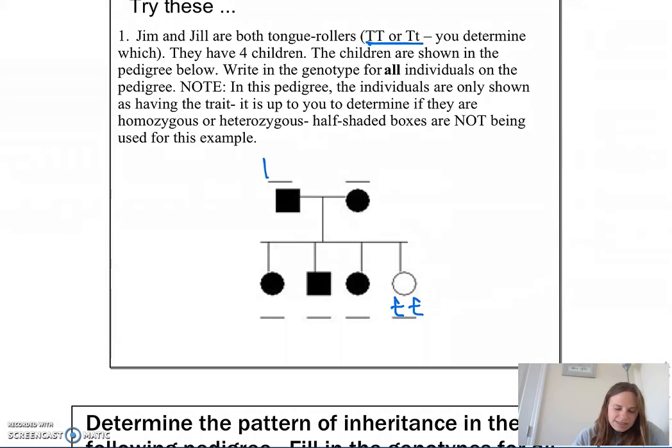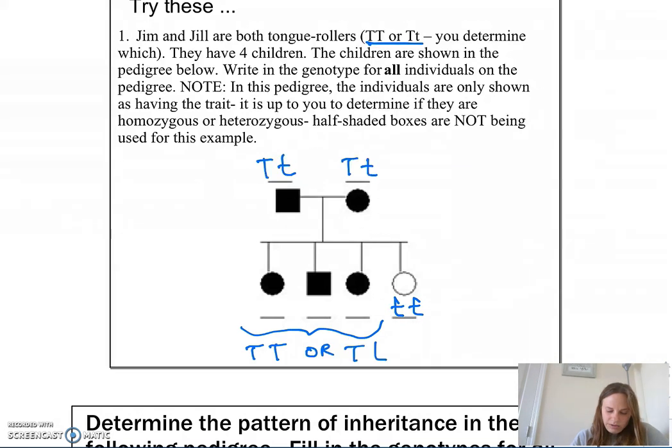In that case, our parents would both have to be heterozygous. This is if tongue rolling is dominant. And then our offspring could either be homozygous dominant or heterozygous dominant. So in this case, that pattern would work.